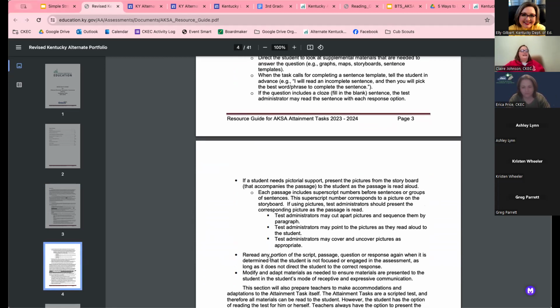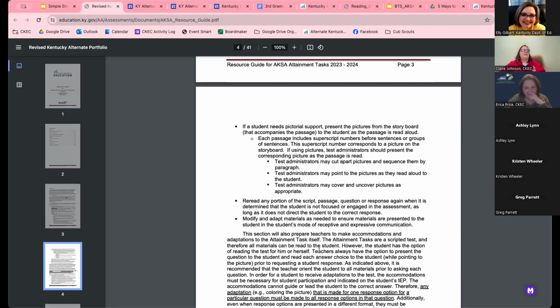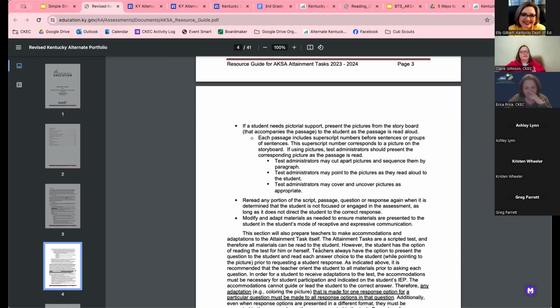For example, another change that's different for alternate assessment versus regular KSA is that you can reread any portion of the script, passage, question, or response again when it's determined that the student wasn't focused or engaged. Of course, you all probably know if you have given regular KSA, you're not allowed to do that unless the student asks you to read that again. But with alternate assessment, you can determine the student wasn't focused, refocus them, and read that again to the student. There's just a lot of nuanced differences that would be important for your MSD teachers, FMD teachers to know.